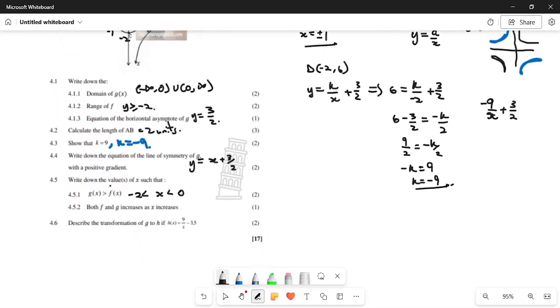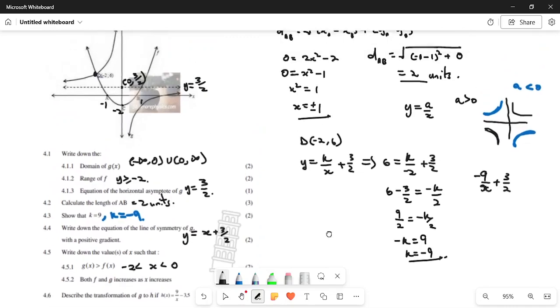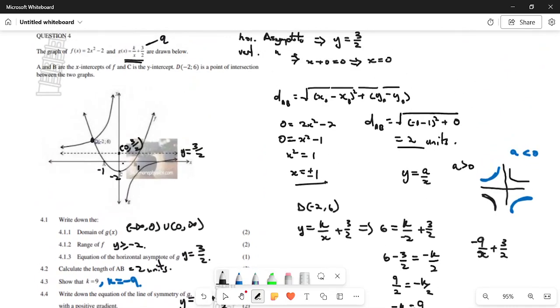And then write down the values of x such that both f and g increases as x increases. Okay, we need to find our x values where both our functions are increasing. And again, checking this, moving from left to right, our function of g, the hyperbola, for all x values except when x is equals to 0, the function of g is always increasing. Look, the function of g is always increasing. It's going up. Even this other arm is going up.